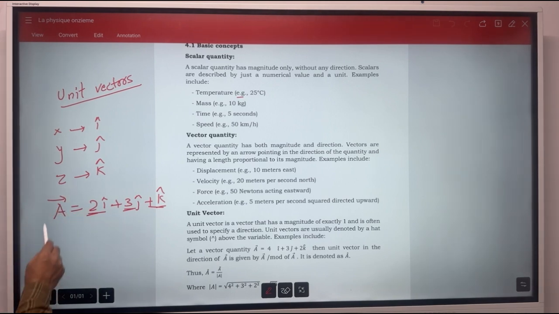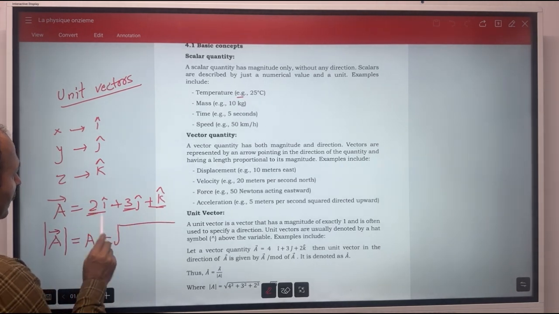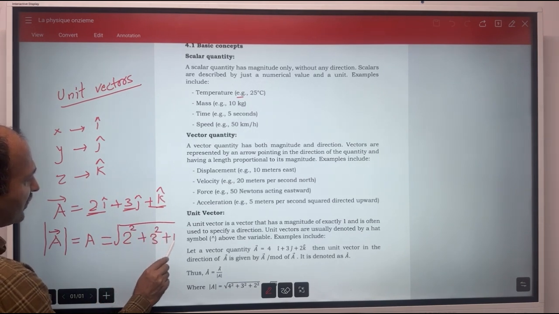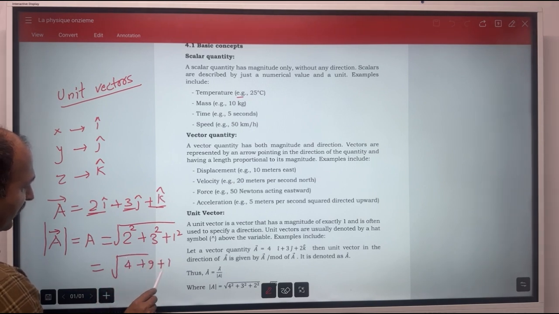We can find the magnitude of the vector. To find its magnitude, we write modulus of vector A, or we can just write plain A. Here plain A indicates its magnitude. Now, to get the magnitude, what do we do? We write 2 square plus 3 square plus 1 square. So this becomes 4 plus 9 plus 1, which is root 14.